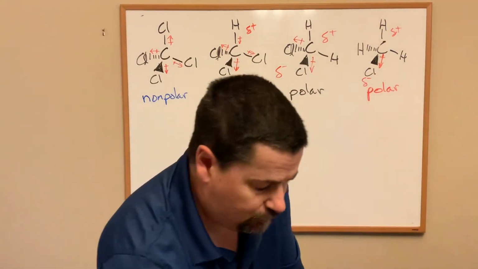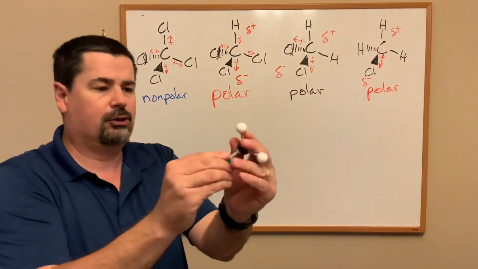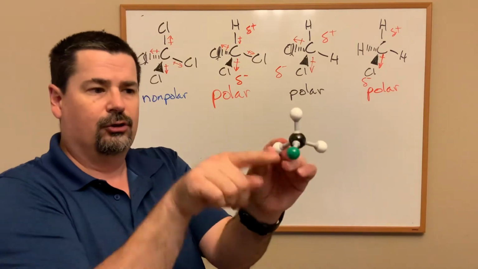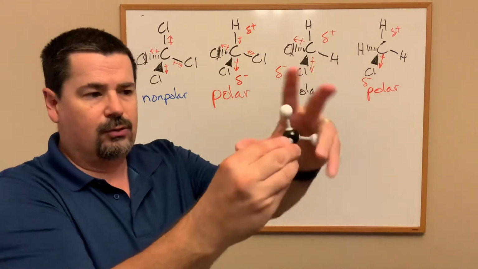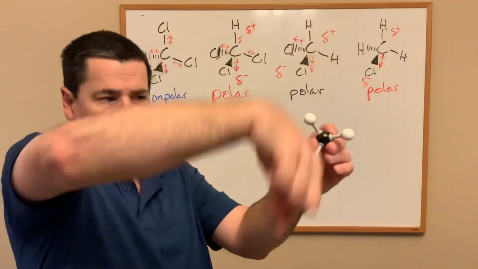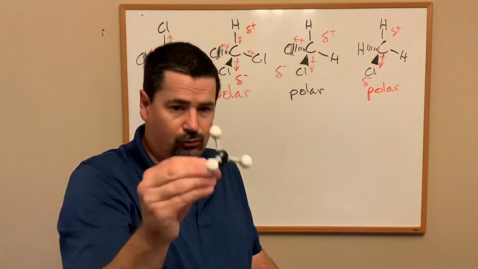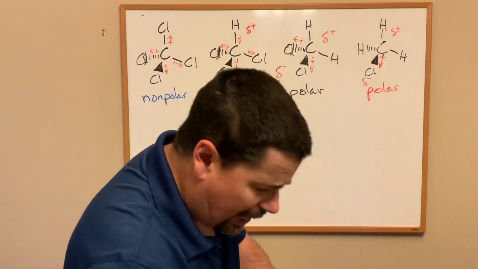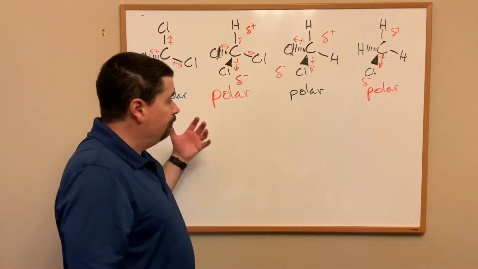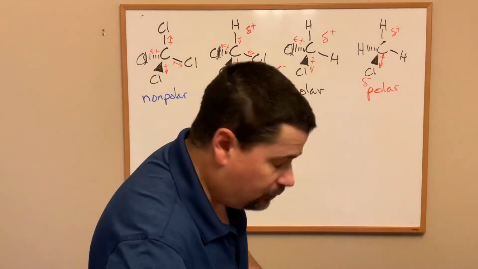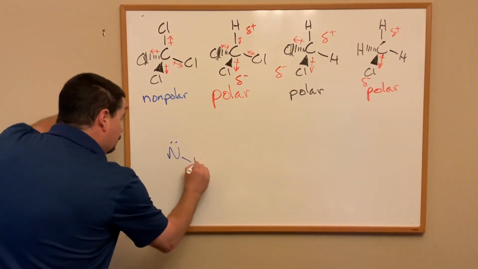Model-wise, let's see what it looks like. It would look like this. We've got electron density pulled towards this chlorine and away from this side, so there's a net pulling that way. So we get a net dipole, and chloroform is polar. It's not as polar as, let's say, water or other molecules. There are other molecules that are also common polar molecules.